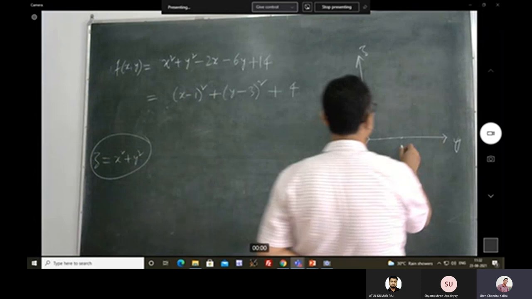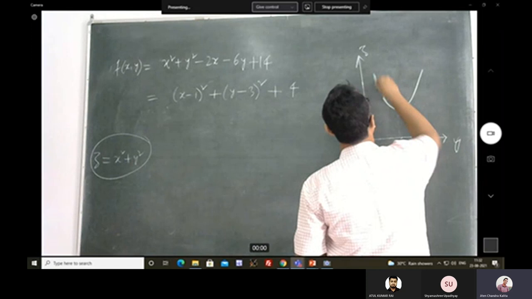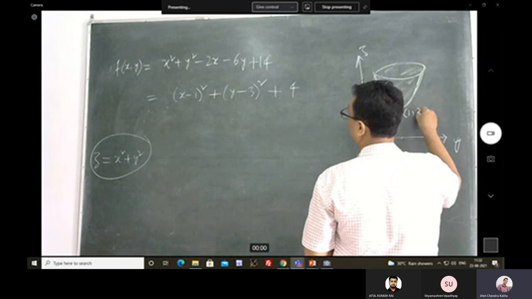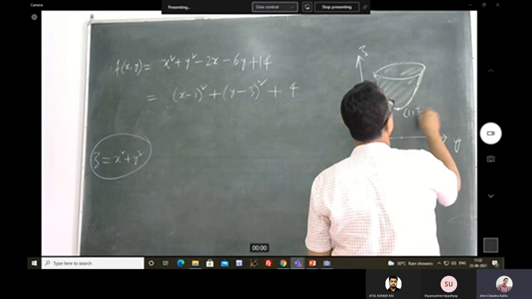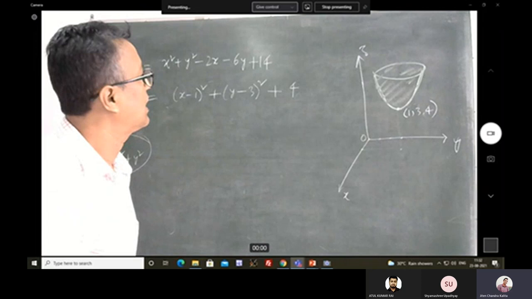So I have to go again 4 units up here. So it is going to be (1, 3). So this point is your (1, 3). This point is (1, 3, 4), right? This is a paraboloid, obvious. Okay, fine. So now, without doing anything, I just want to have an idea of the maxima or minima of this function.